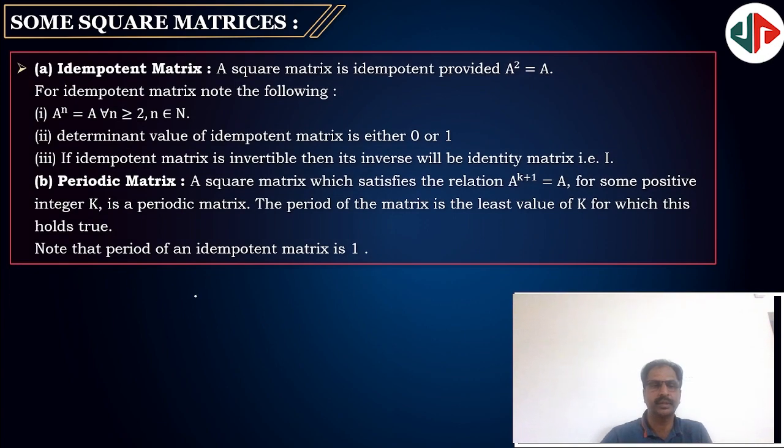Next, idempotent matrix. A square matrix A is said to be idempotent if A square is equal to A. If A square is equal to I, it is known as an involutory matrix.